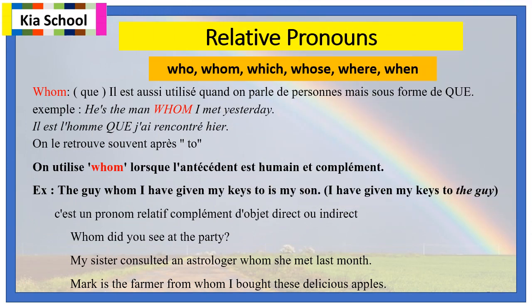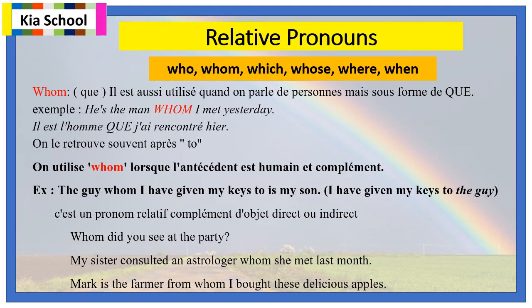Whom, en français, c'est que. Il est aussi utilisé quand on parle de personne, mais sous forme de que. Exemple: He's the man whom I met yesterday. Il est l'homme que j'ai rencontré hier. On le retrouve souvent après to.